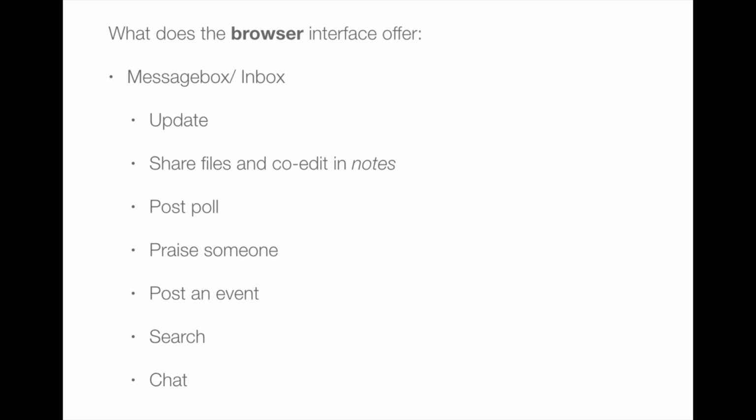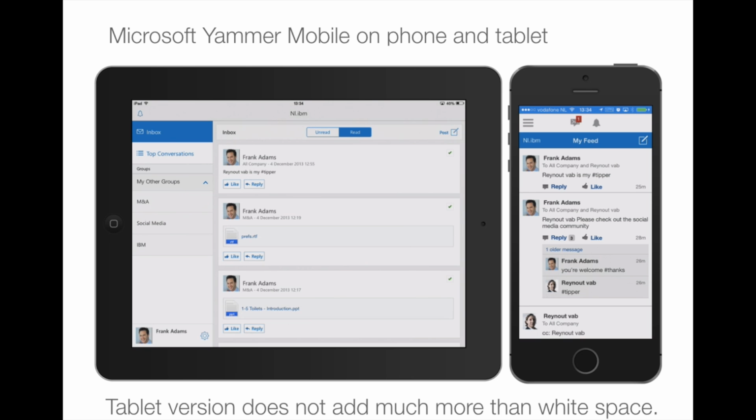When you open up the app on your mobile device, you can see that only the status update remains in there, and you can see that files have been shared, but not much more. When I compare the tablet version versus the iPhone version, there's not much more functionality in there. It's much more white space, but that's about it. It doesn't really use the canvas in a better way to be more productive.